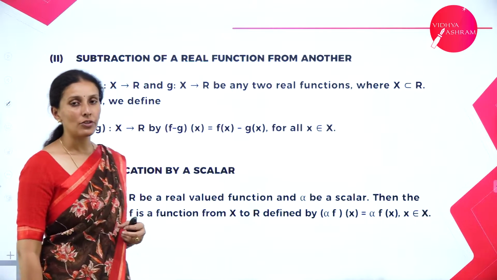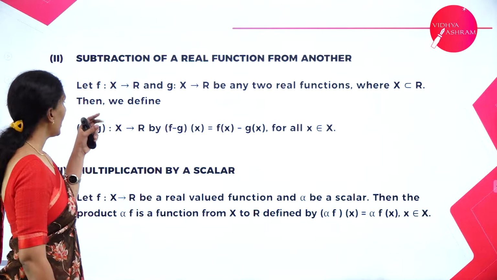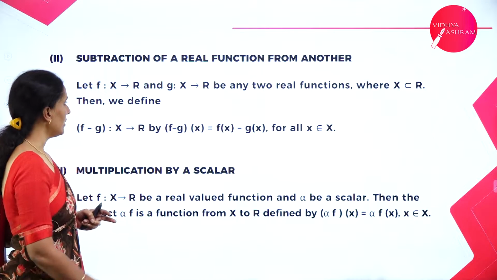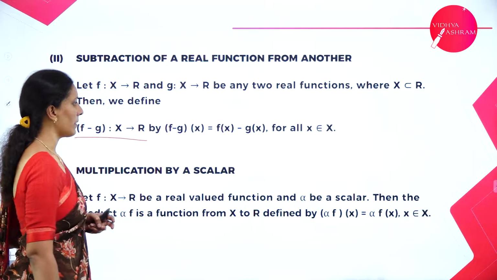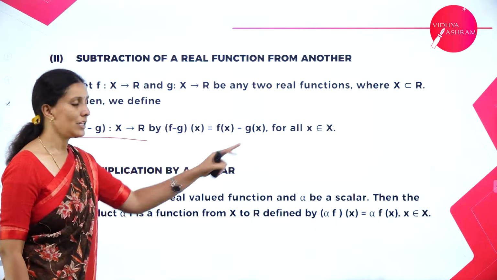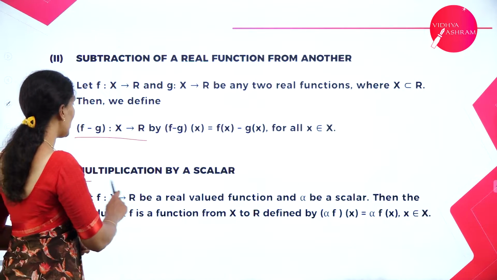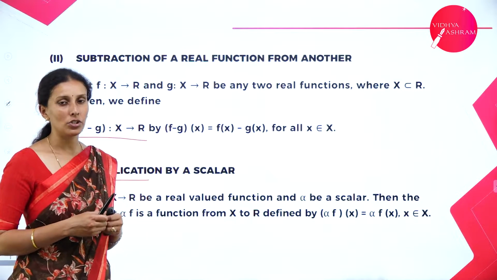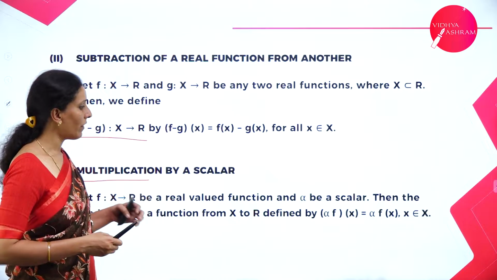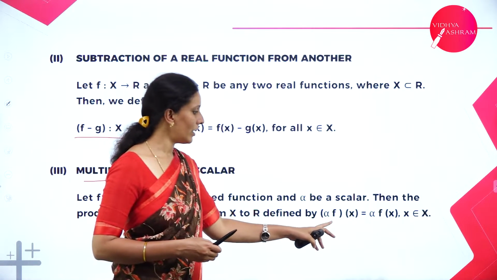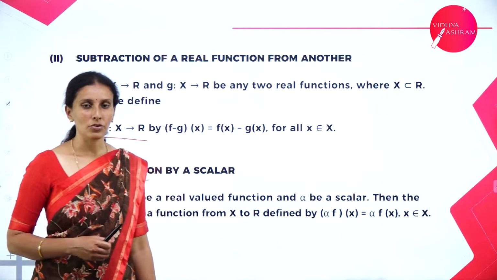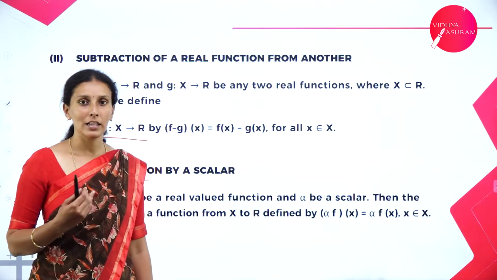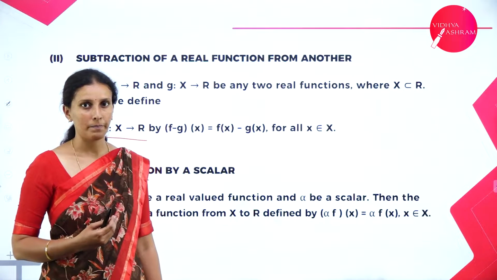In the subtraction of real functions, whenever you have any two real functions f from X to R and g from X to R, then we define f minus g from X to R by f of x minus g of x. Multiplication by scalar. Any scalar quantity can be multiplied to any function f of x or g of x. So if I have taken alpha as a scalar quantity, then alpha can be multiplied to a function. Suppose you have x square, then 3 is any scalar, then you can write it in the form of 3x square.